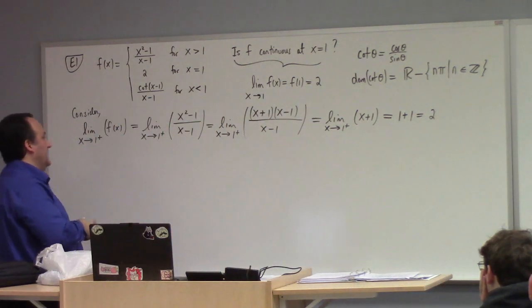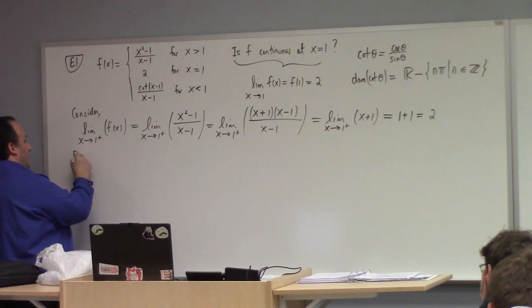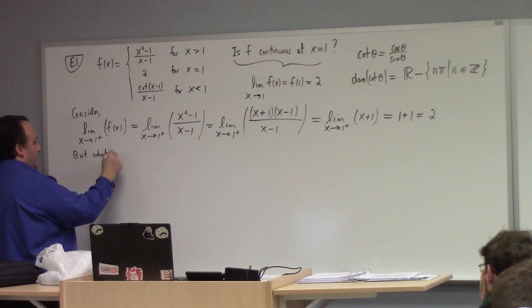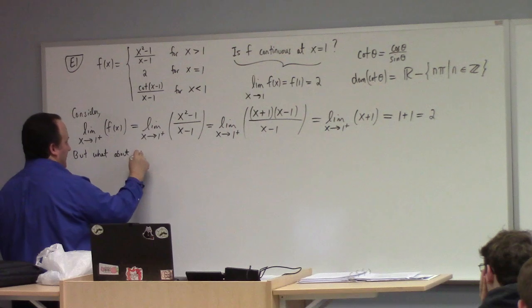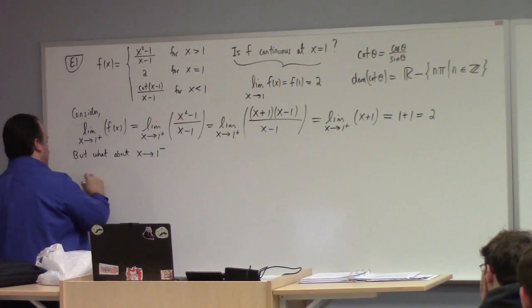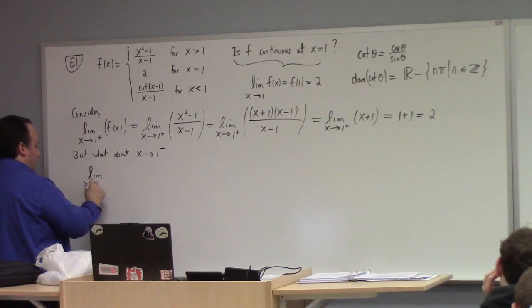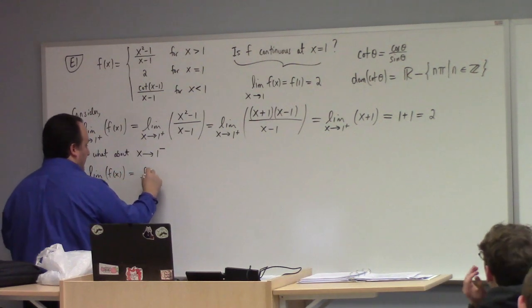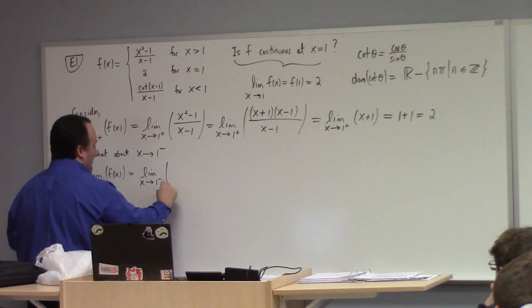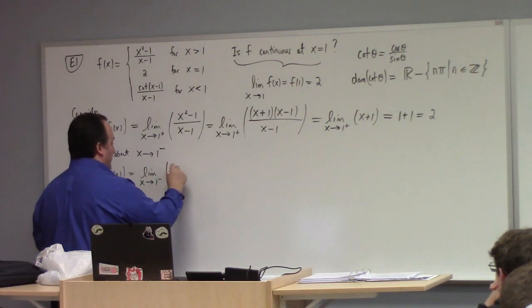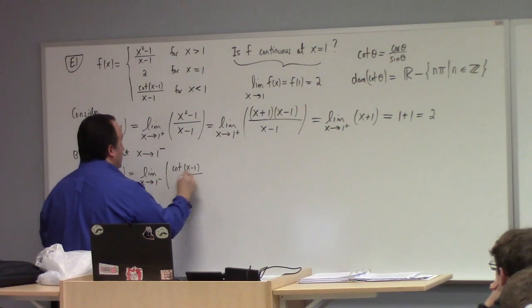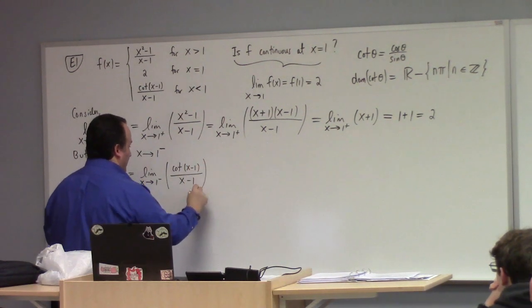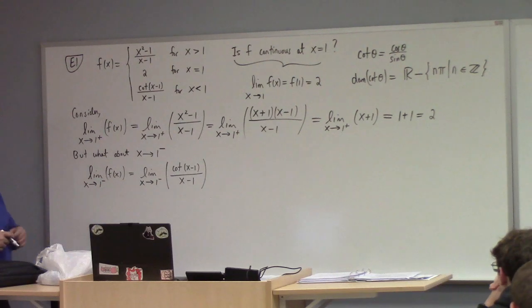However, how about the other side? What about x goes to 1 from the left, right? The limit as x goes to 1 from the left of f of x is actually equal to the other formula, which is cotangent of x minus 1 over x minus 1. Now we're in trouble because that's what? It's type 0 over 0, right? Is that true?